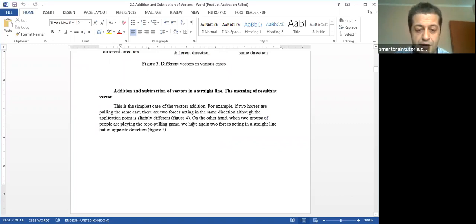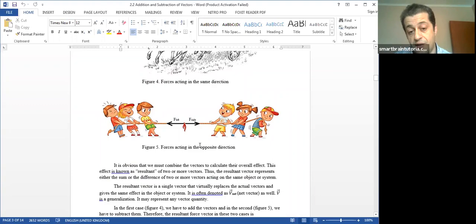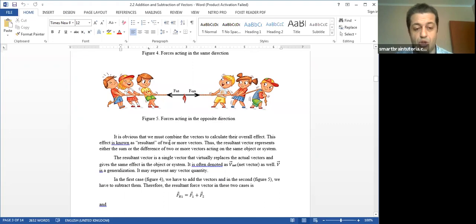On the other hand, when two groups of people are playing the rope pulling game, we have again two forces acting in a straight line but in opposite directions, like in this figure here. So again, these two vectors are in a straight line, but they are acting in opposite directions. It is obvious that we must combine the vectors to calculate the overall effect, or their sum or difference.